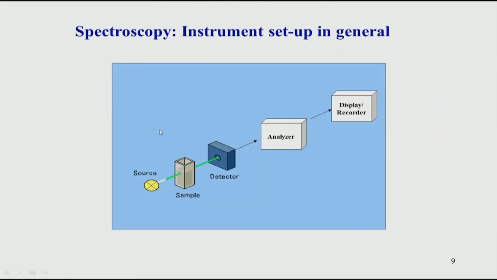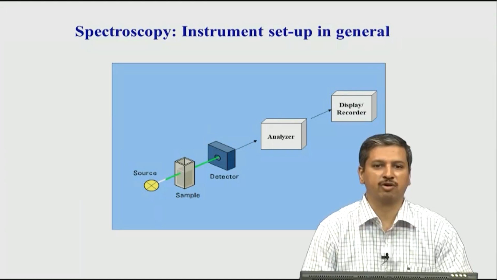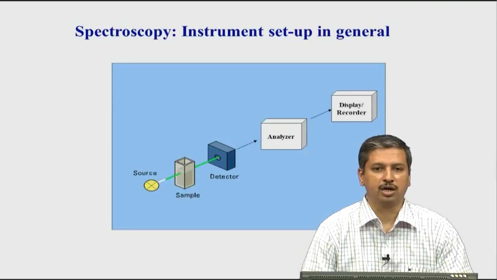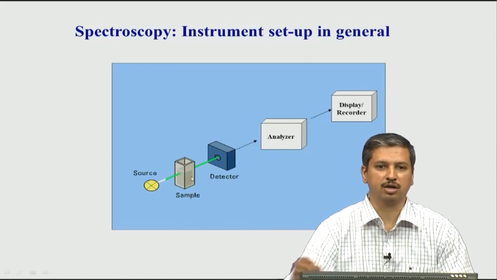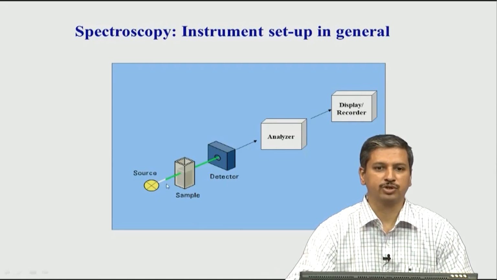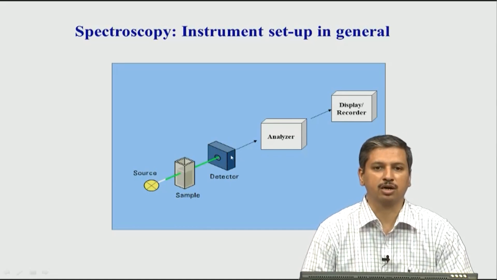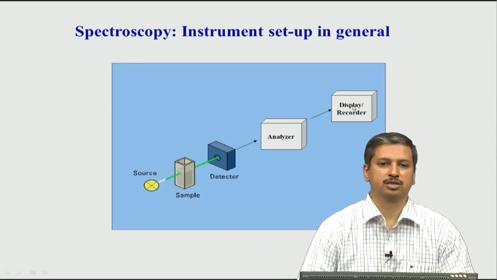So, we can see what the basic setup is in any spectroscopic technique. Remember, NMR spectroscopy is also a spectroscopic technique, so many of the things are common with other techniques, but the details will vary. Generally what you need is a source of radiation, which you shine on the sample. This is just a very schematic, qualitative figure. The sample will absorb or transmit the radiation, and whatever is transmitted is detected by a detector, which is an electronic component, and then you analyze it, and finally what is displayed is called a spectrum.